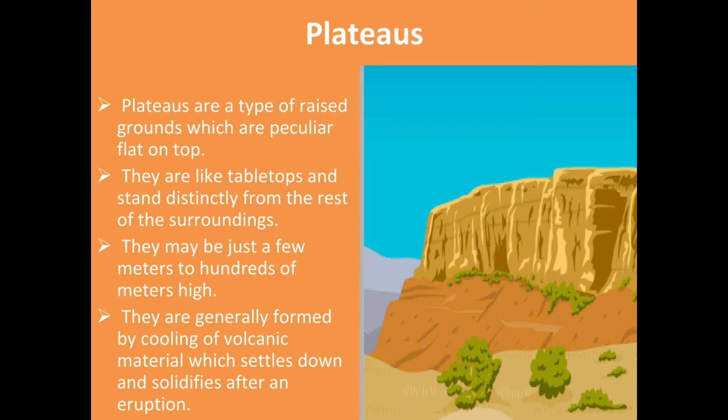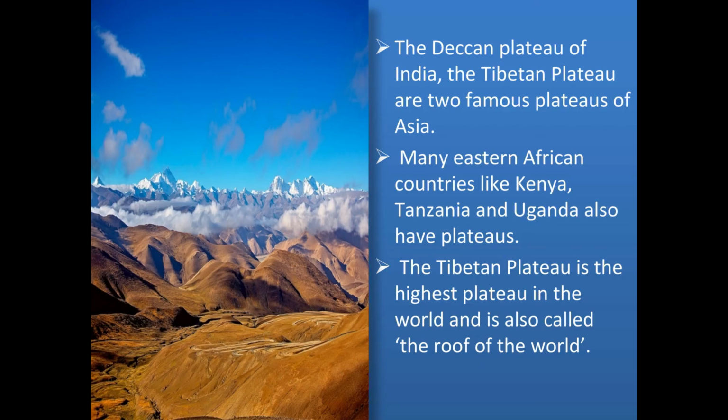They are like tabletops and stand distinctly from the rest of the surroundings. They may be just a few meters to hundreds of meters high. They are generally formed by cooling of volcanic material which settles down and solidifies after an eruption. The Deccan Plateau of India and the Tibetan Plateau are two famous plateaus of Asia. Many Eastern African countries like Kenya, Tanzania and Uganda also have plateaus. The Tibetan Plateau is the highest plateau in the world and is called the roof of the world.